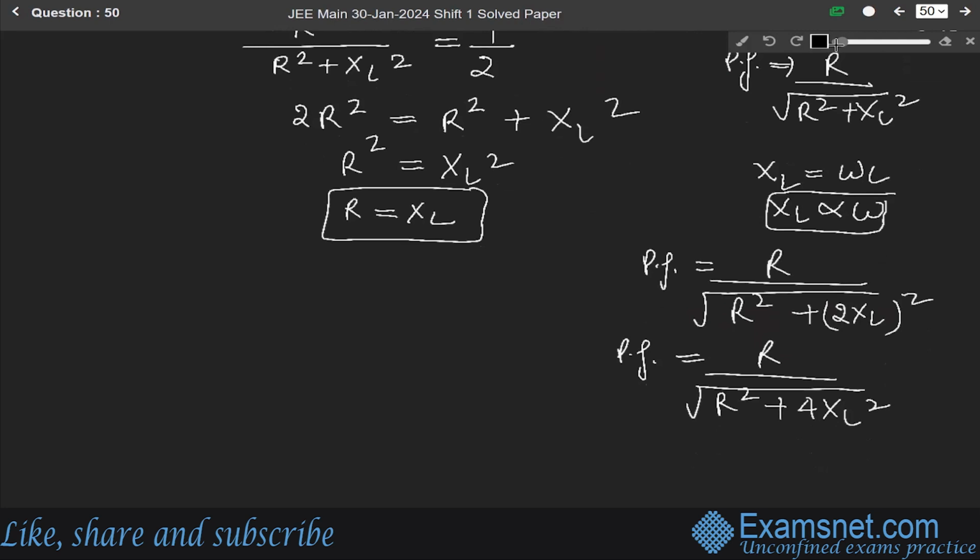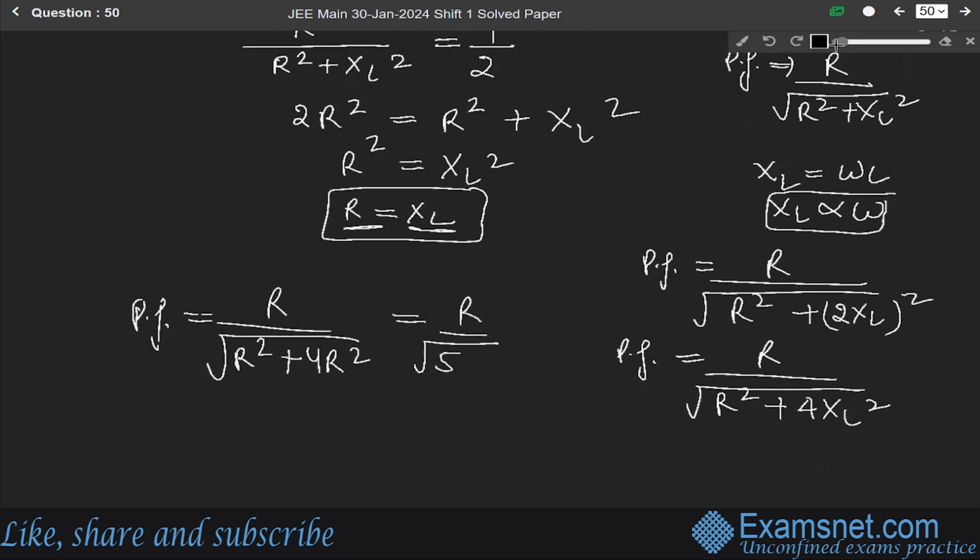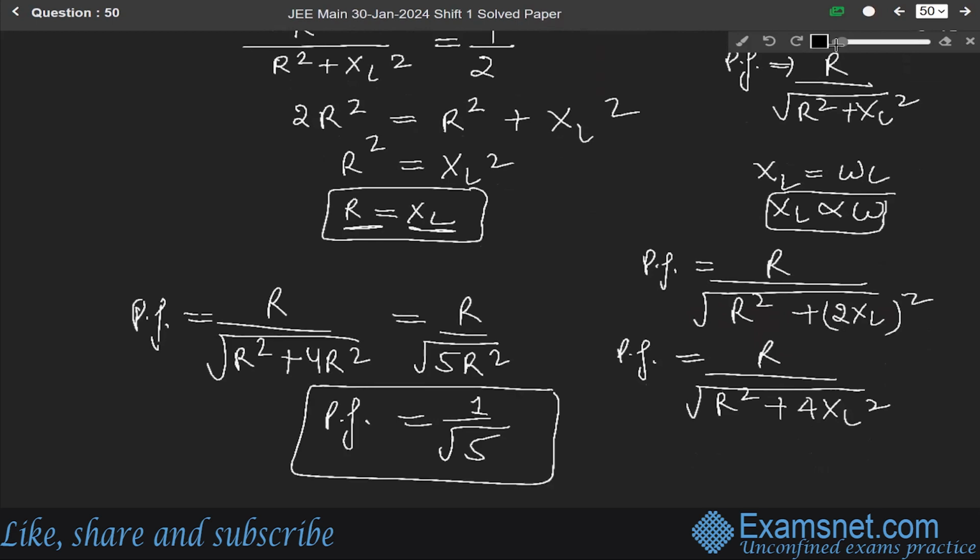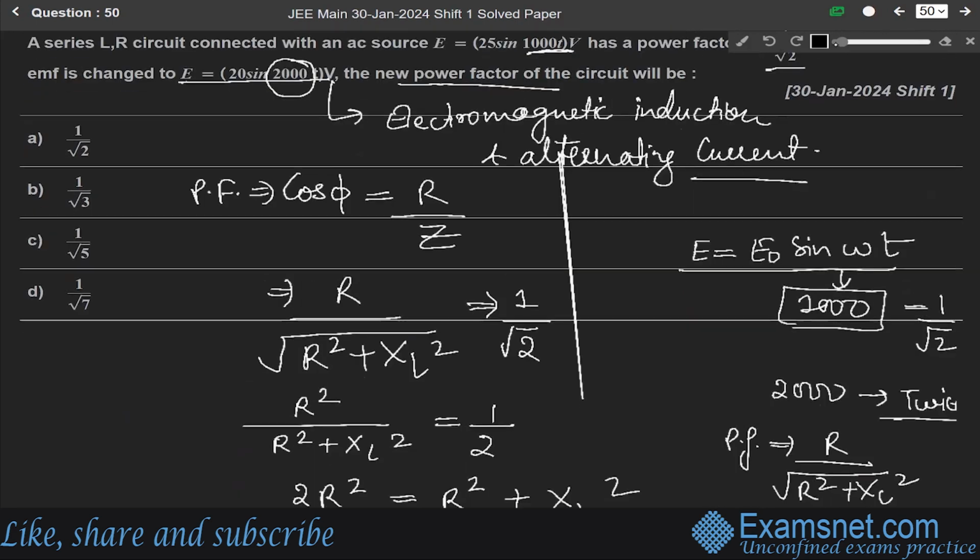And from this we know that R is equal to XL. So the power factor will become R over the square root of R square plus 4R square, which is R over the square root of 5R square, meaning 1 over root 5. So our new power factor will be equal to 1 over root 5. So the correct answer is option C.